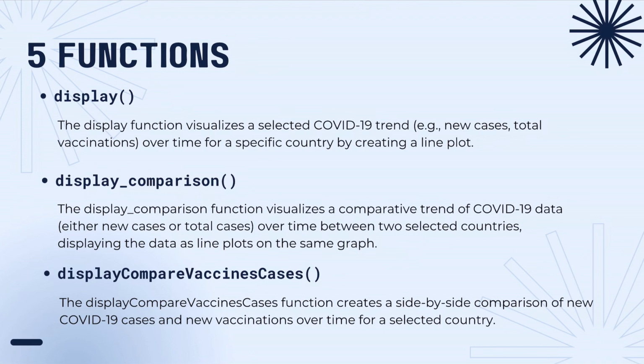So the first one is display. The display function visualizes selected COVID-19 trends over time for a specific country by creating a line plot. Next is the display comparison. This function visualizes comparative trends of COVID-19 data over time between two selected countries, displaying the data as line plots on the same graph. The third one is display compare vaccine cases. This function creates a side-by-side comparison of new COVID-19 cases and new vaccinations over time for selected countries.